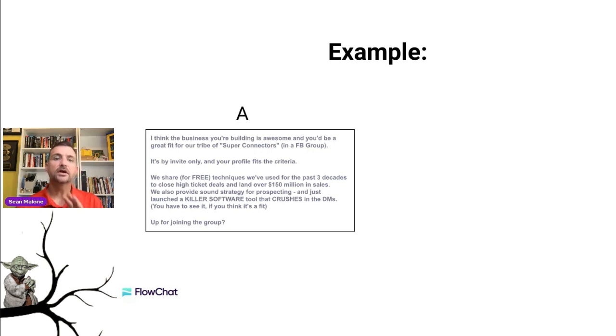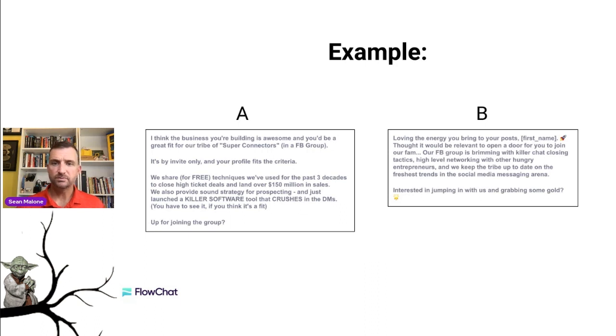Okay, very simple. Just here's a little bit of value. Here's the transformation you're going to get if and when you do the thing. And again, always ending with a question. So, good first message. We start with a compliment. We share a little bit about what's in it for them. Again, it's the why me, why you, why this, why now format. And then, of course, dropping a question at the end is going to be the right solution. So that one versus B.